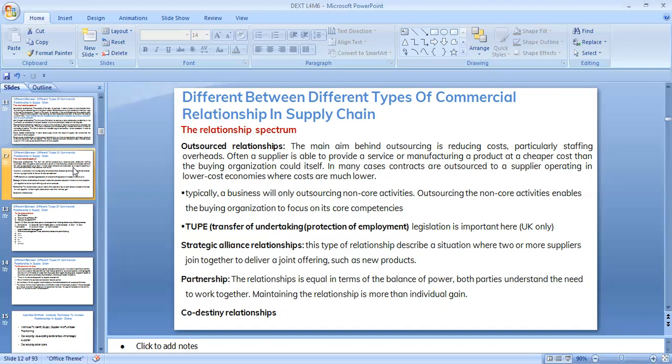In many cases, contracts are outsourced to a supplier operating in lower cost economies where costs are much lower. That's why you see most American companies running into China, running into some countries in Asia, right?